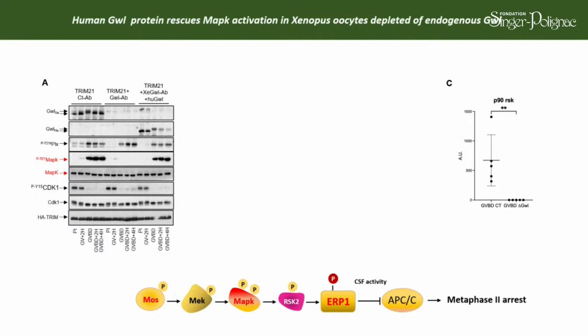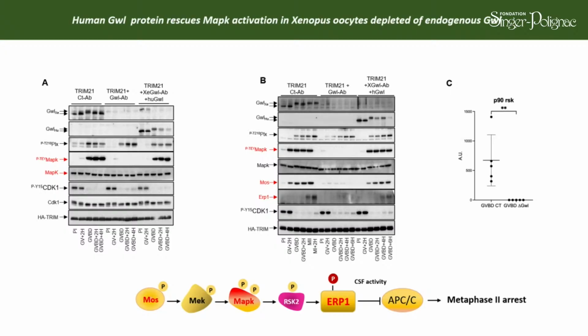To make a long story short, we have shown that this dephosphorylation of MAP kinase is due to the absence of translation of MOS. MOS is not translated anymore in the absence of Greatwall, and you can see also that ERP1, which is stabilized in control conditions, is not present anymore here. When we rescue MOS, we rescue MAP kinase and RSK in this condition.